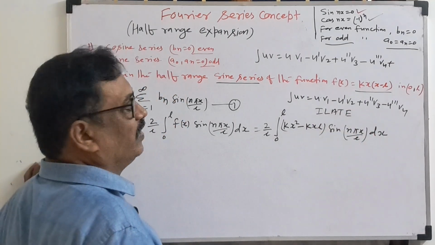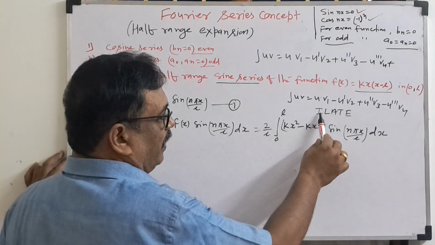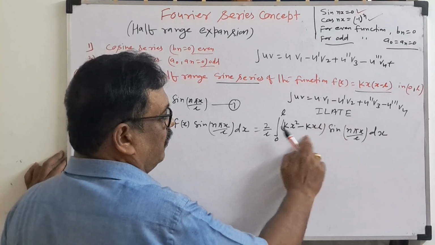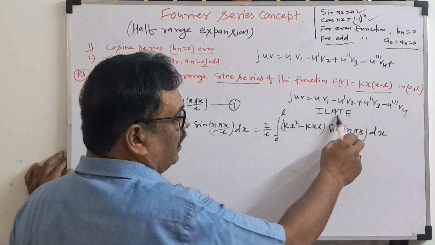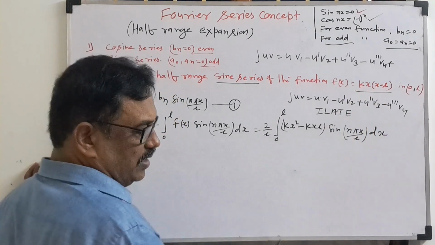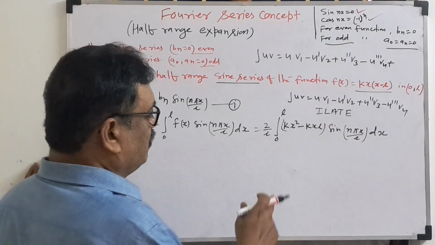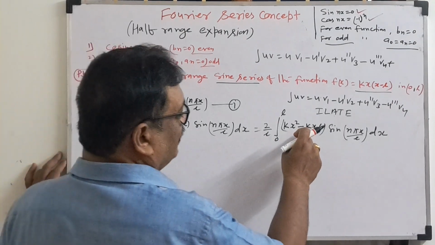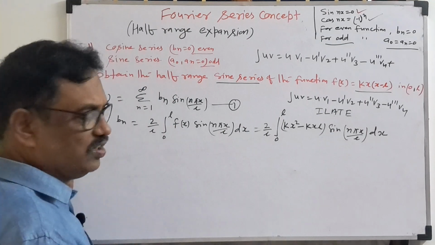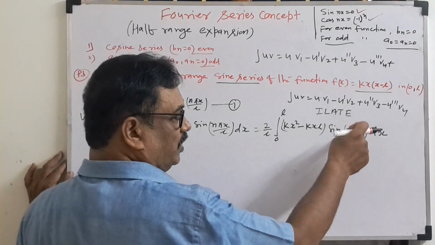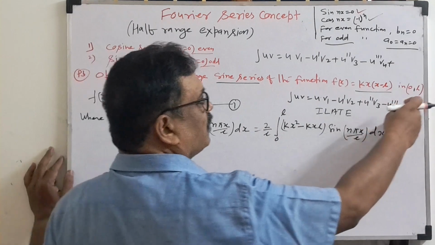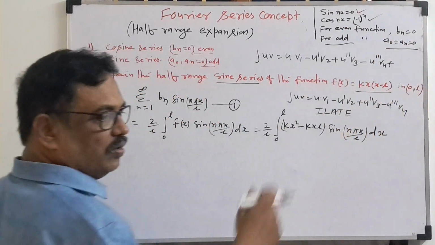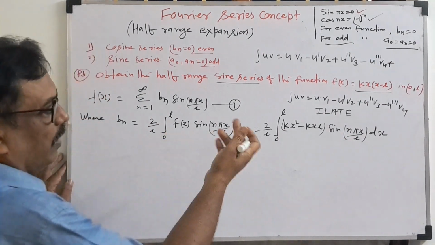Which function will you take as the first function? Inverse not there, algebraic is there. So algebraic first function, then trigonometric. Take the term as first function so that differentiation will get easy, or after 2 or 3 steps differentiation will get 0. If you take the trigonometric term as u, this never gets 0, so this expansion will go up to infinity. That way also you can identify.